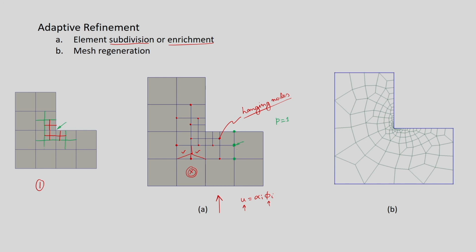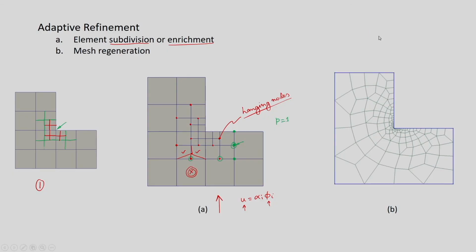So, these types of constraints we can impose, and get rid of the degrees of freedom corresponding to these hanging nodes. So, this is an additional task that you have to do. We have to formulate these constraints and impose them during assembly. So, that is the problem with this enrichment.